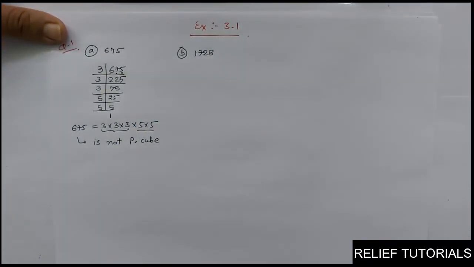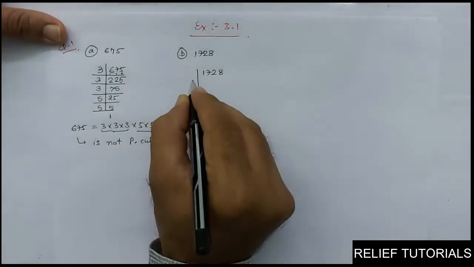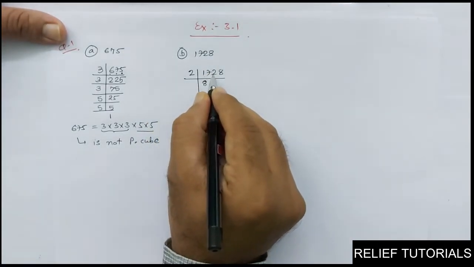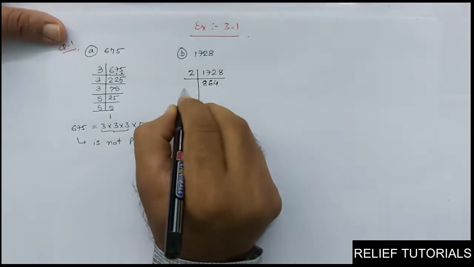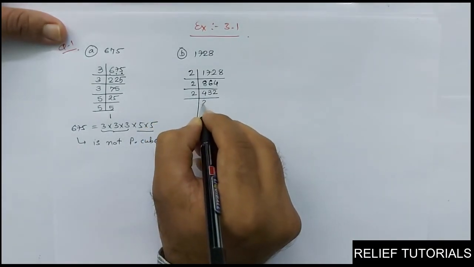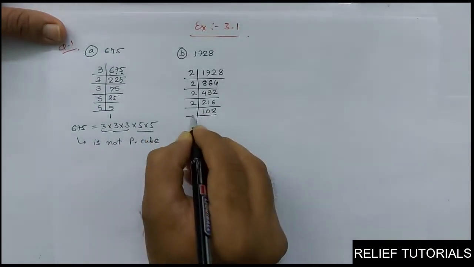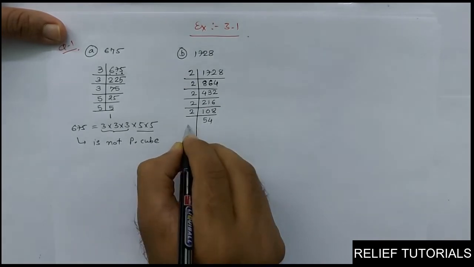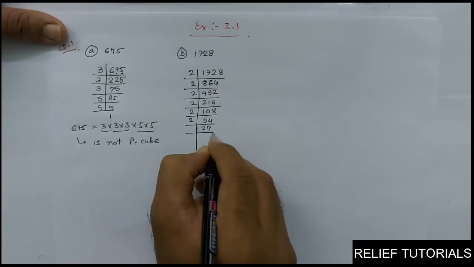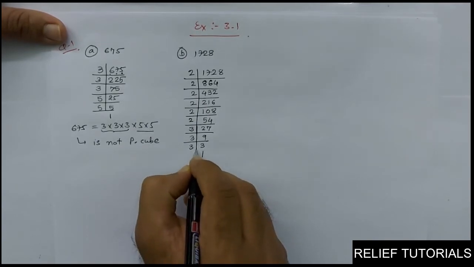B question, 1728. Start with 2. 2 8s are 16, 1 left, 2 6s are 12, 2 4s are 8, that gives 864. Then 2 4s are 8, 2 3s are 6, 2 1s are 2, giving 432. Then 216, then 108, then 54, then 27. Start with 3. 3 9s are 27, 3 3s are 9, and 3 3s are 9, and 3 1s are 3.